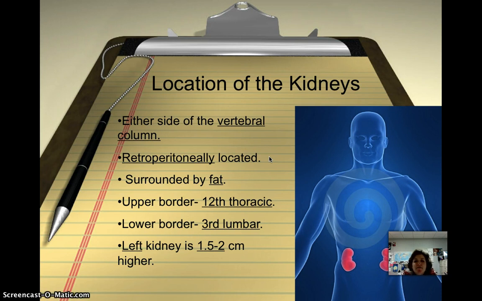They are surrounded by fat, kind of a cushiony layer that protects them. The upper border of the kidneys is at about the 12th thoracic vertebra, and the lower border of the kidneys sits at around the 3rd lumbar vertebra. And the left kidney is 1.5 to 2 centimeters higher than the right kidney.